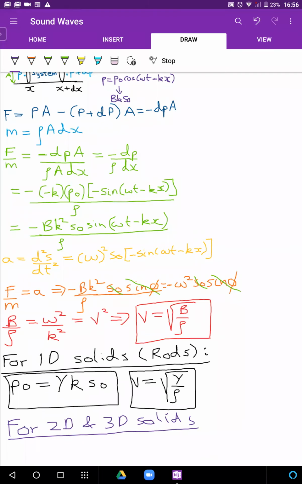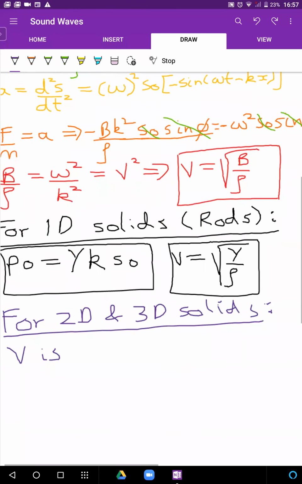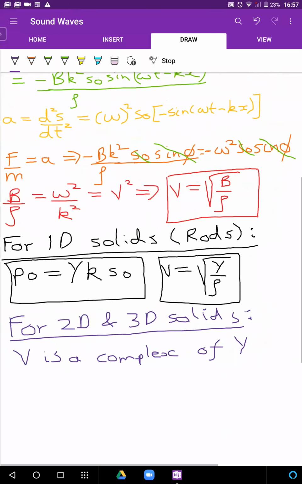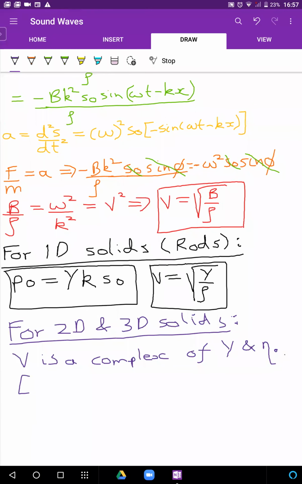For 2D and 3D solids, velocity of sound is a complex function of Young's modulus and eta. Y is your Young's modulus, and eta is your torsional constant. So this you need not know. The 2D and 3D bodies formula is out of your syllabus, out of scope.